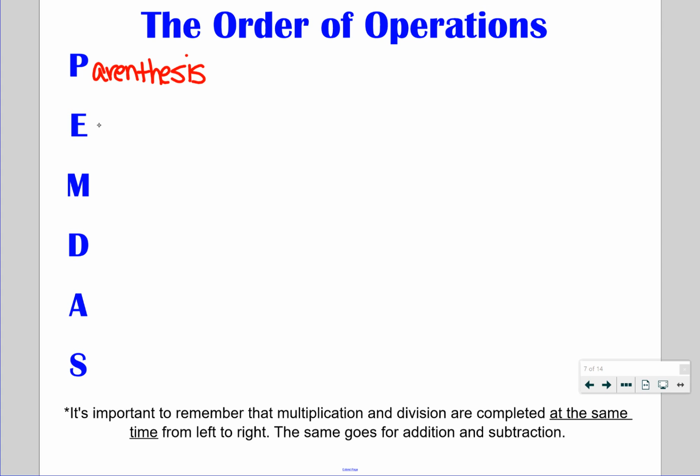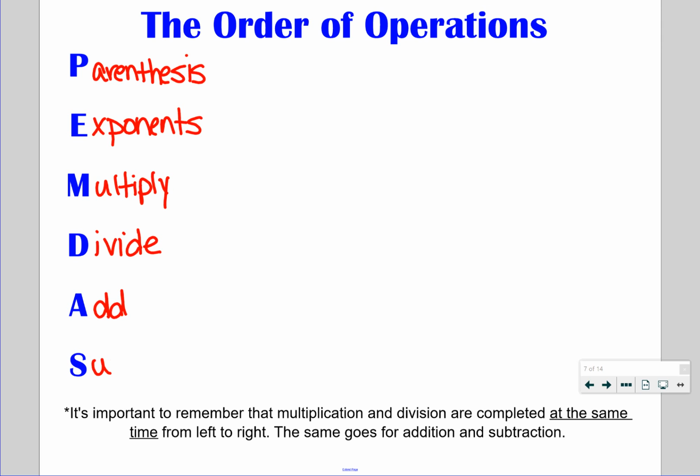P stands for parentheses. E stands for exponents. M stands for multiplication or multiply. D stands for division or divide. A add. S subtract. So if you have multiple operations, the first thing you'll do is simplify with the parentheses. And if you have more than one parentheses, you work from the inside out. So you simplify the innermost parentheses first and so on and so forth.